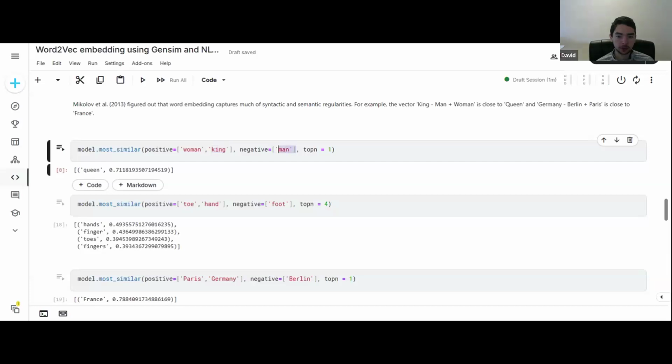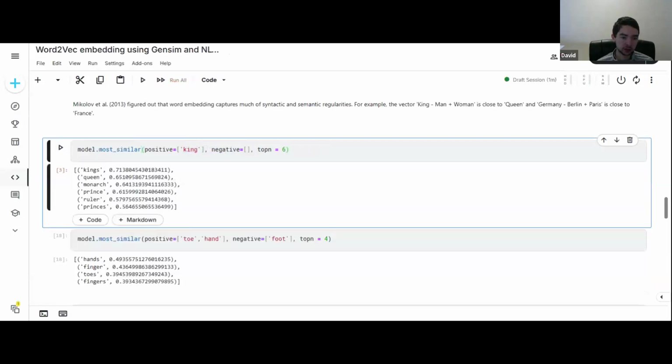So, for example, if we look at the words that are most similar to king, and we look at the closest words in the vector space. What this is going to do is find the vector associated with king, look at all the other vectors in the vector space, and find the 6 closest, basically. So kings, queen, monarch, prince, ruler, etc.